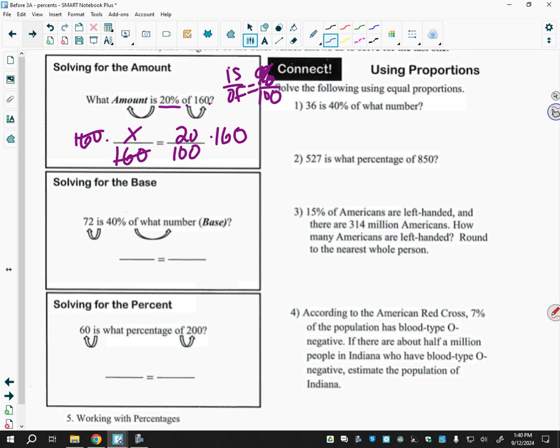If I cross multiply, which I'll get the same answer, I would get 100x equals 20 times 160, and then I still have to divide by 100. You see how it's a two-step problem if you do it that way? But you know what's fantastic? Both ways get you the right answer. As long as you're doing the math correctly, it doesn't matter which way you do it.